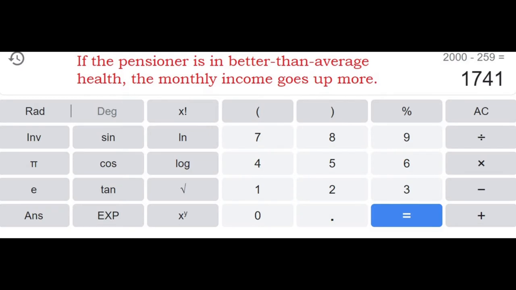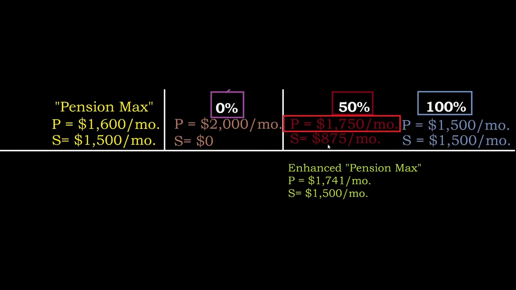So on the $350,000 20-year term policy example, if the premium were brought down to $259 due to good health, then the pensioner's monthly income actually goes up to $1,741, which brings it very closely aligned with what they would have received had they elected 50% survivorship.